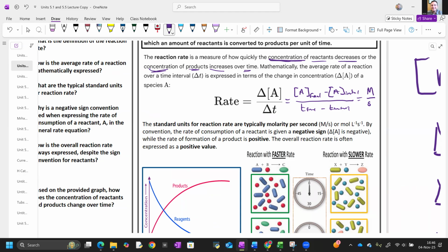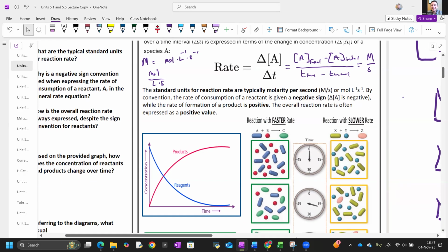Now, on your resource sheet, you might see molarity expressed as moles times liter to the -1 times second to the -1. And what that means is simply this: it means moles per liter times second, which is molarity over second. It means the same thing, molar per second or molarity over seconds. And so those are the standard units for rate of a reaction.